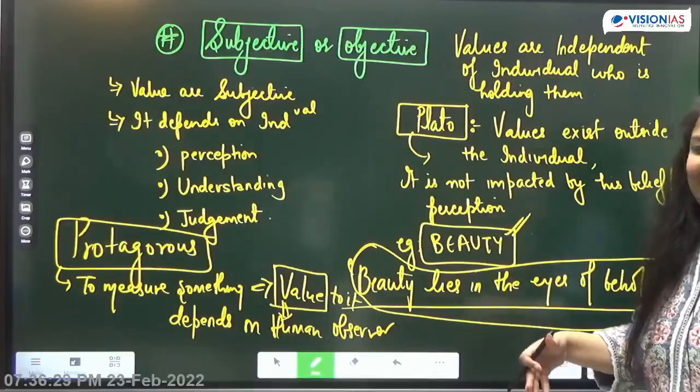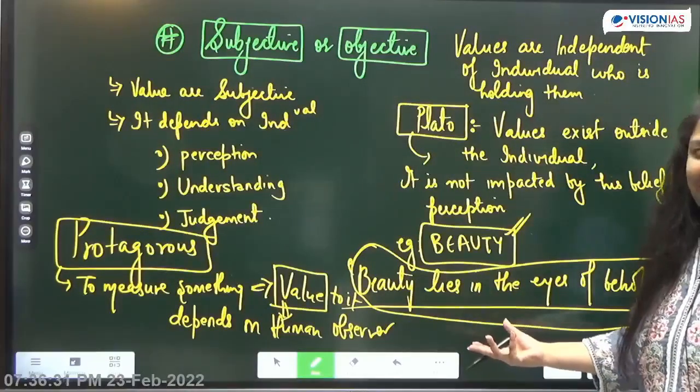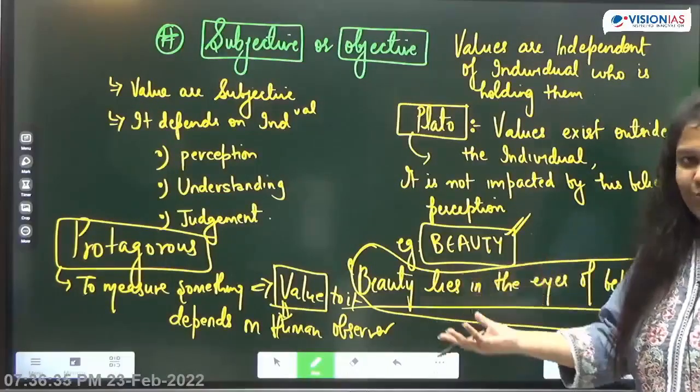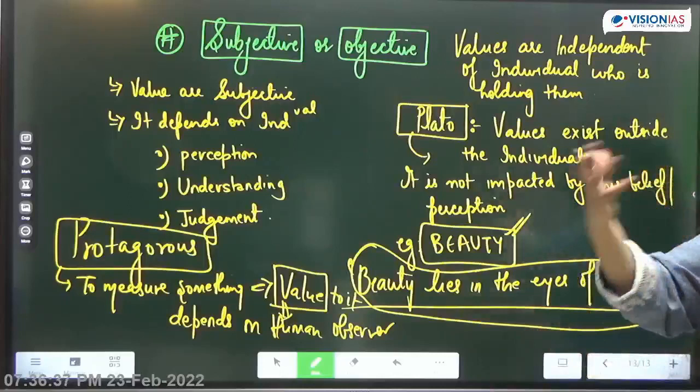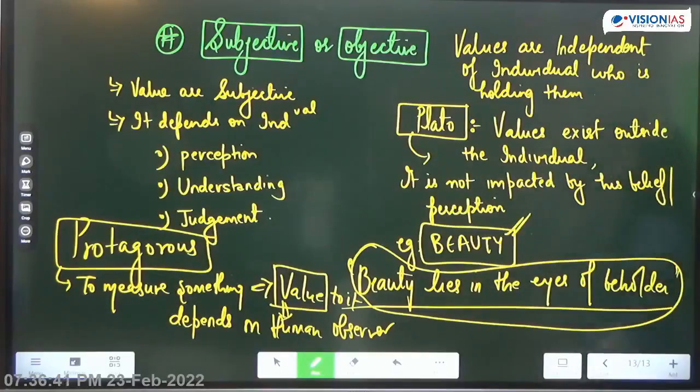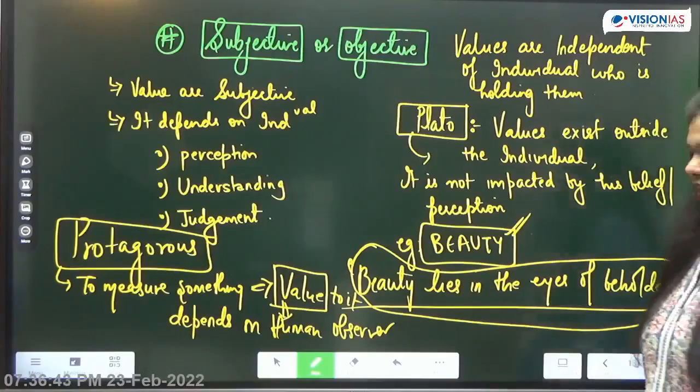But the thing is, no, it is not like that. Beauty lies in the eye of the beholder. Many might not find Aishwarya Rai beautiful. Many would find Sushmita Sen more beautiful than her because their understanding, perception, and judgment about beauty can be very different. Did you understand? Is it clear?